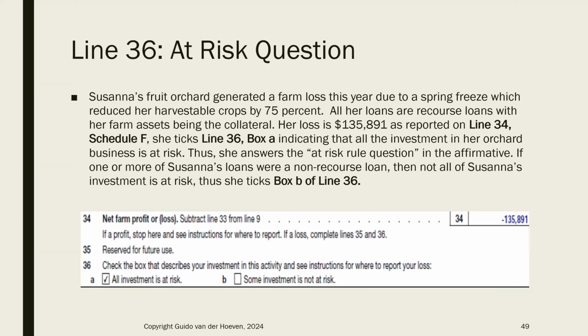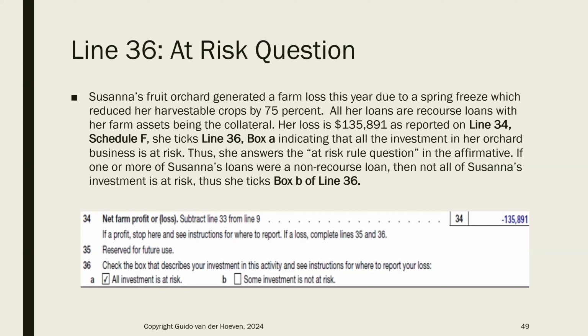One of the things we do have to watch out for at the bottom is that if we have a loss, and in this example, we've got Susanna, her loss is $135,000 as illustrated there because she's got more expenses than income, because in the story she's got a spring freeze. The issue is we need to go down to line 36 and check the box that all the investment is at risk. Meaning that either she's got all the money in it and she's at risk for it, or she has recourse loans, meaning that if something goes south, the bank's going to come and take whatever assets were held as collateral.